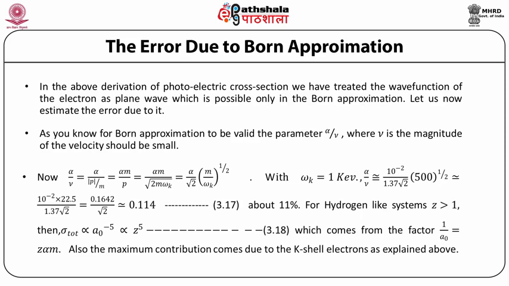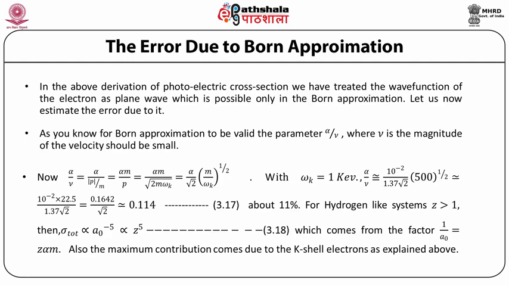Now, alpha by v is equal to alpha divided by mod p vector divided by m, which is alpha m by p, which is equal to alpha by root 2 m divided by omega k raised to the power 1 by 2, with omega k of the order of 1 kilo electron volt. Alpha by v is therefore equal to 10 to the power minus 2 by 1.37, into square root of 2 in the denominator, multiplied by 500 raised to the power 1 by 2, which works out to about 0.114, or about 11%.